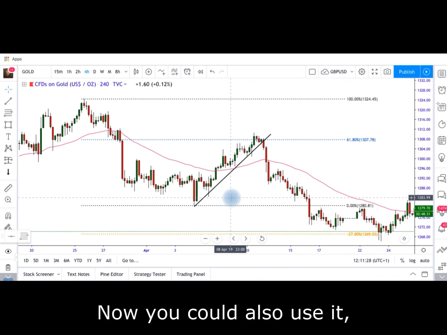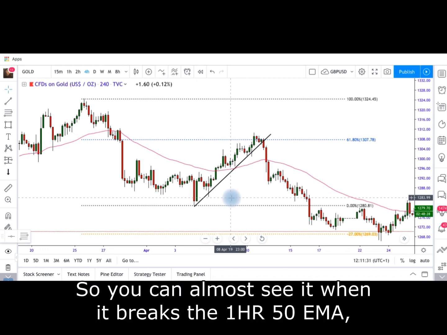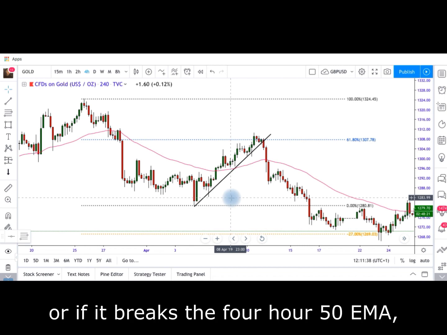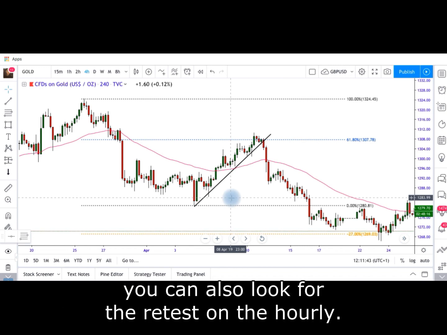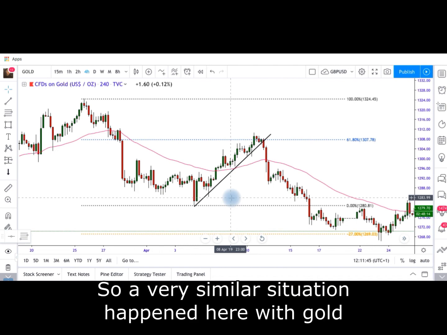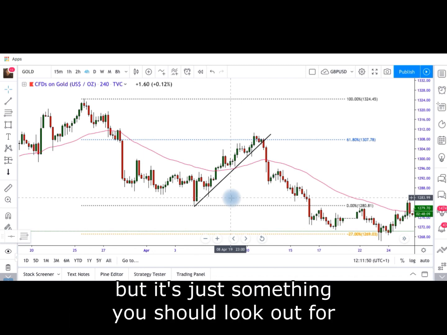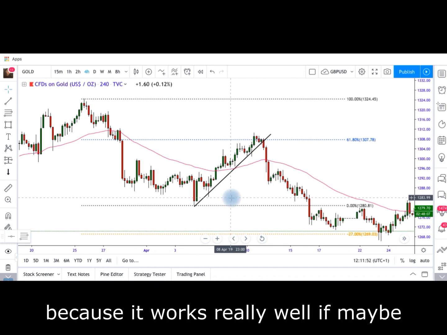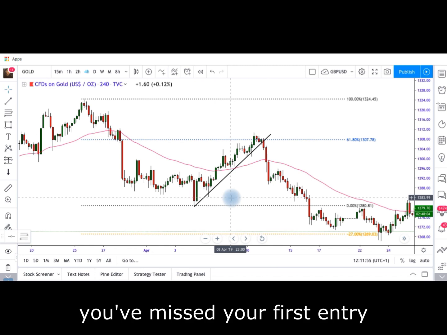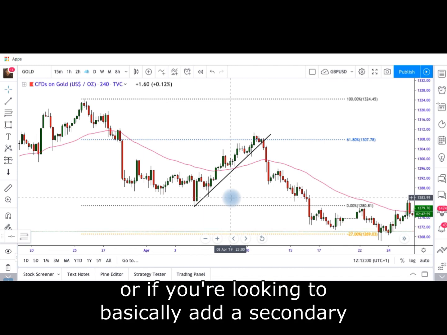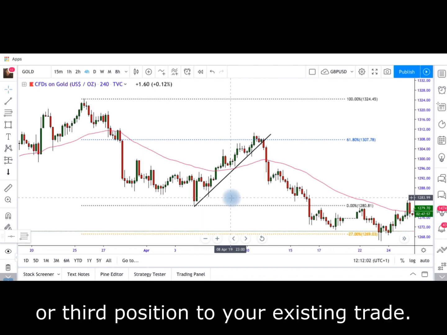Now you can also use it as a break and retest strategy. When price breaks the 1 hour 50 EMA, you can look for the retest on the smaller time frames. Or if it breaks the 4 hour 50 EMA, you can look for the retest on the hourly. A very similar situation happened here with gold, and I'm going to show you a quick example. I'm not saying it's always accurate, but it's something you should look out for, because it works really well if you've missed your first entry and you're looking to get in on the trade, or if you're looking to add a secondary or third position to your existing trade.